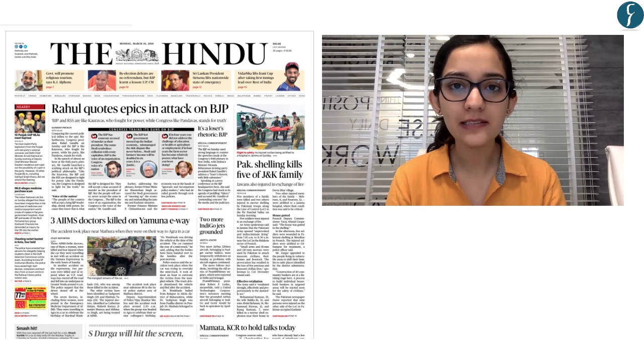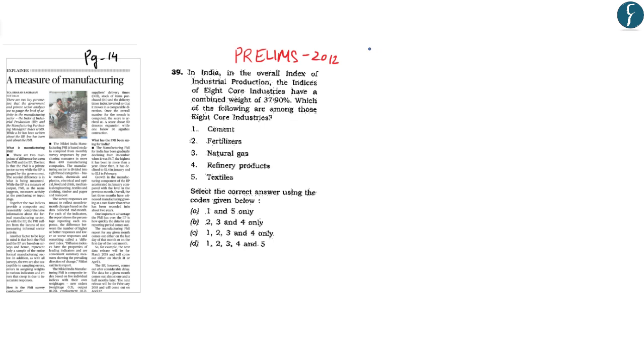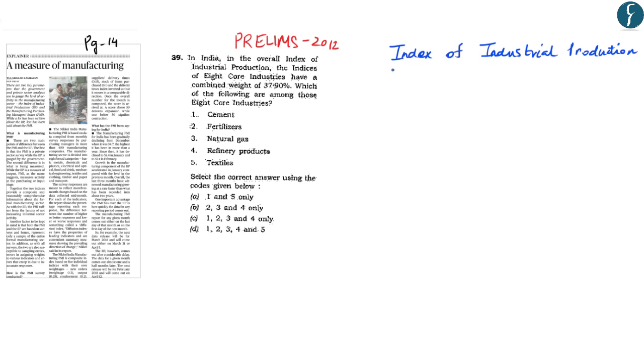Today I am going to discuss the Delhi edition dated 19th March 2018 of The Hindu. So let's begin. This important article appears on page 14 and it reads "A measure of manufacturing". This article talks about the measurement of the level of manufacturing in the country, and the two most commonly used indexes to measure the level of manufacturing in India are the Index of Industrial Production, commonly called IIP, and the second index is the Purchasing Managers Index, commonly called PMI.